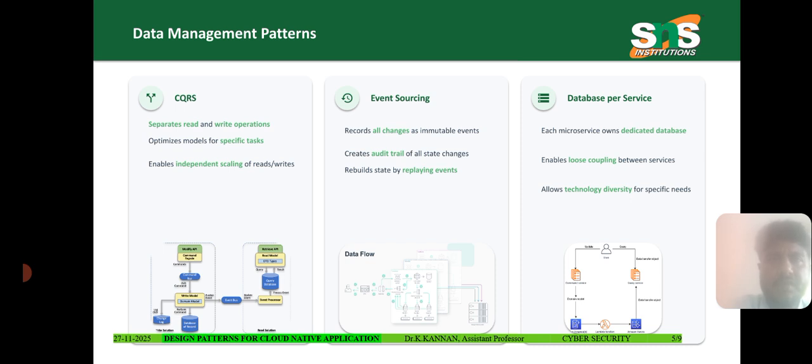Next one is CQRS, which separates read and write operations and optimizes the models for specific tasks, and enables independent scaling of read and write. Event sourcing records all changes as immutable events, creates an audit trail of all state changes, and rebuilds state by replaying the events. Database per service: each microservice has its own dedicated database, enabling loose coupling between the services and allowing technology diversity for specific needs.